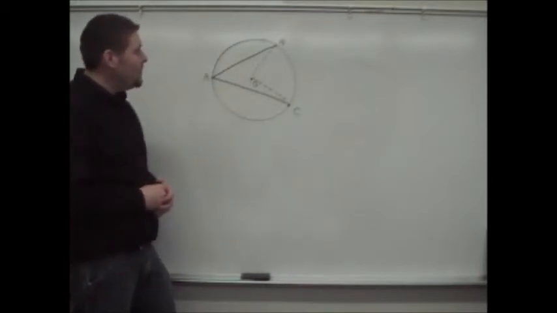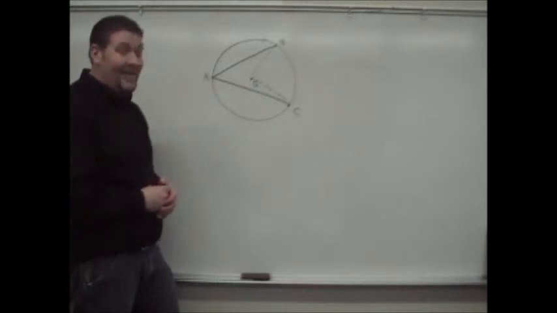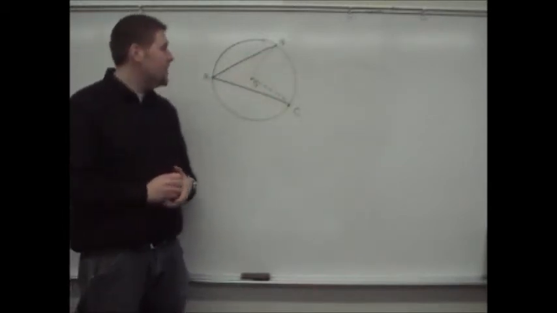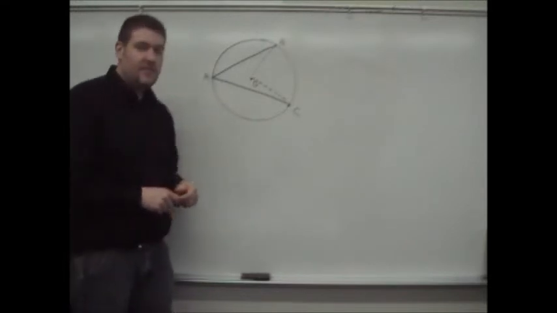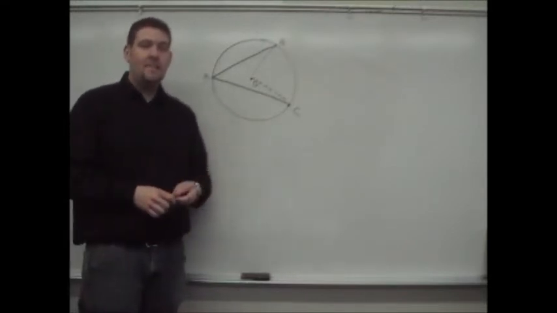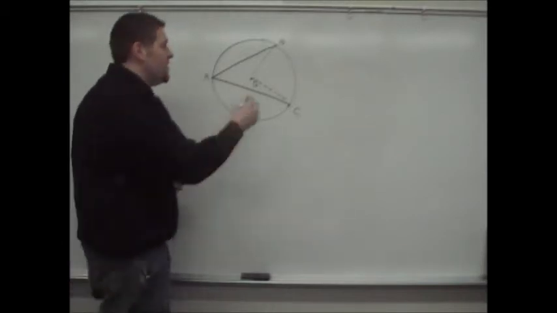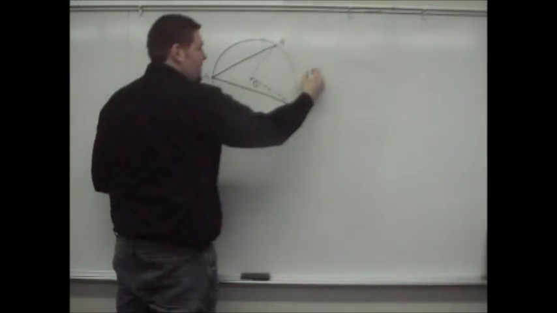I also have a couple of vertices that are on the circle. B, C, and A are all on the circle. And so we're going to label a couple of things. The first thing I want to discuss is something called a minor arc. A minor arc is formed by having the vertices along the edge of a circle. This is the arc BC.